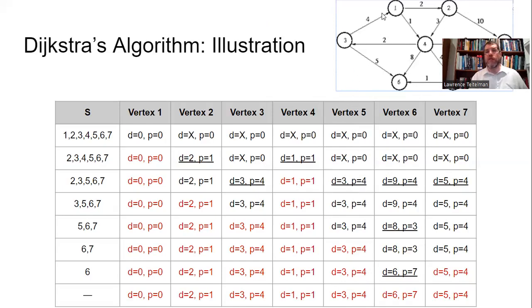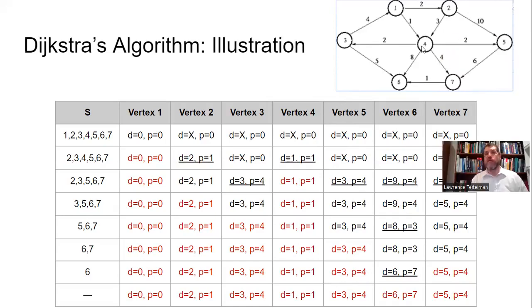This one also became 3. I can go from 1 to 4 to 5. I don't know if you can see that. I'm in the way again. So 1 to 4 to 5. Cost of 1 plus 2 makes 3. That's why this became 3, and the predecessor is 4. This one also changed. I can go from 1 to 4 to 6 with the cost of 1 plus 8 is 9. And I can go from 1 to 4 to 7 with the total cost of 1 plus 4 makes 5. All right, I do the next line.